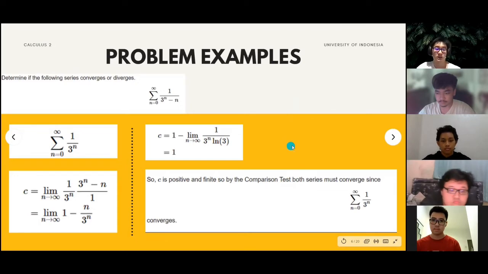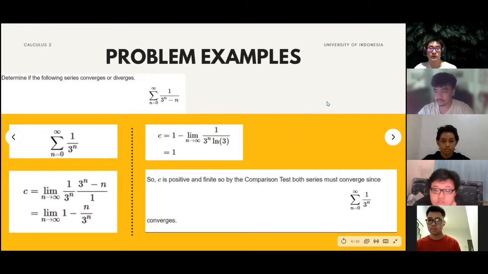The 1 stays and the minus is removed, and then it becomes 1 minus the limit as n goes to infinity of 1 over 3 to the power of n ln of 3. We get that from L'Hopital's rule, and it results in 0. So 1 minus 0 is 1. The series 1 over 3 to the power of n is convergent, so the whole series is convergent.